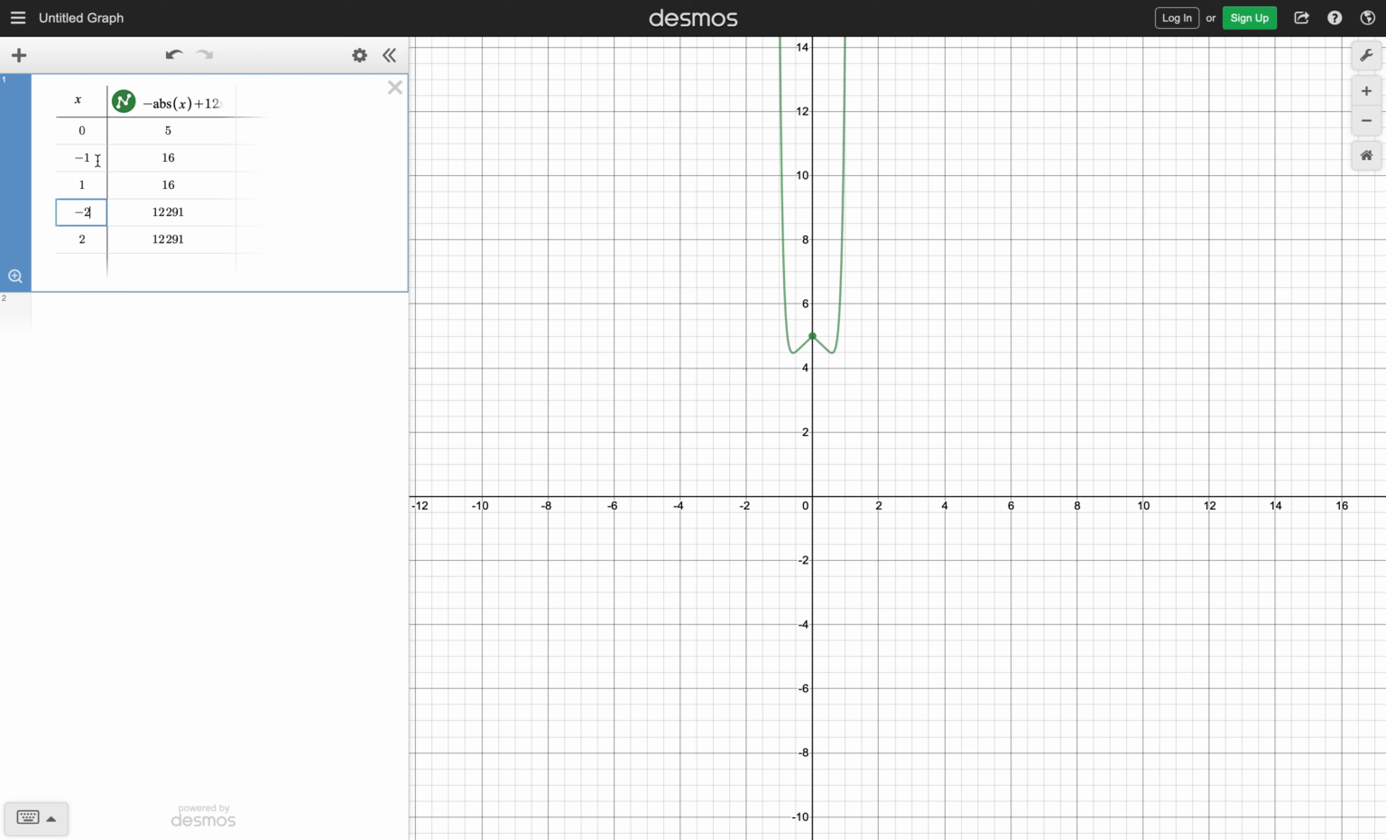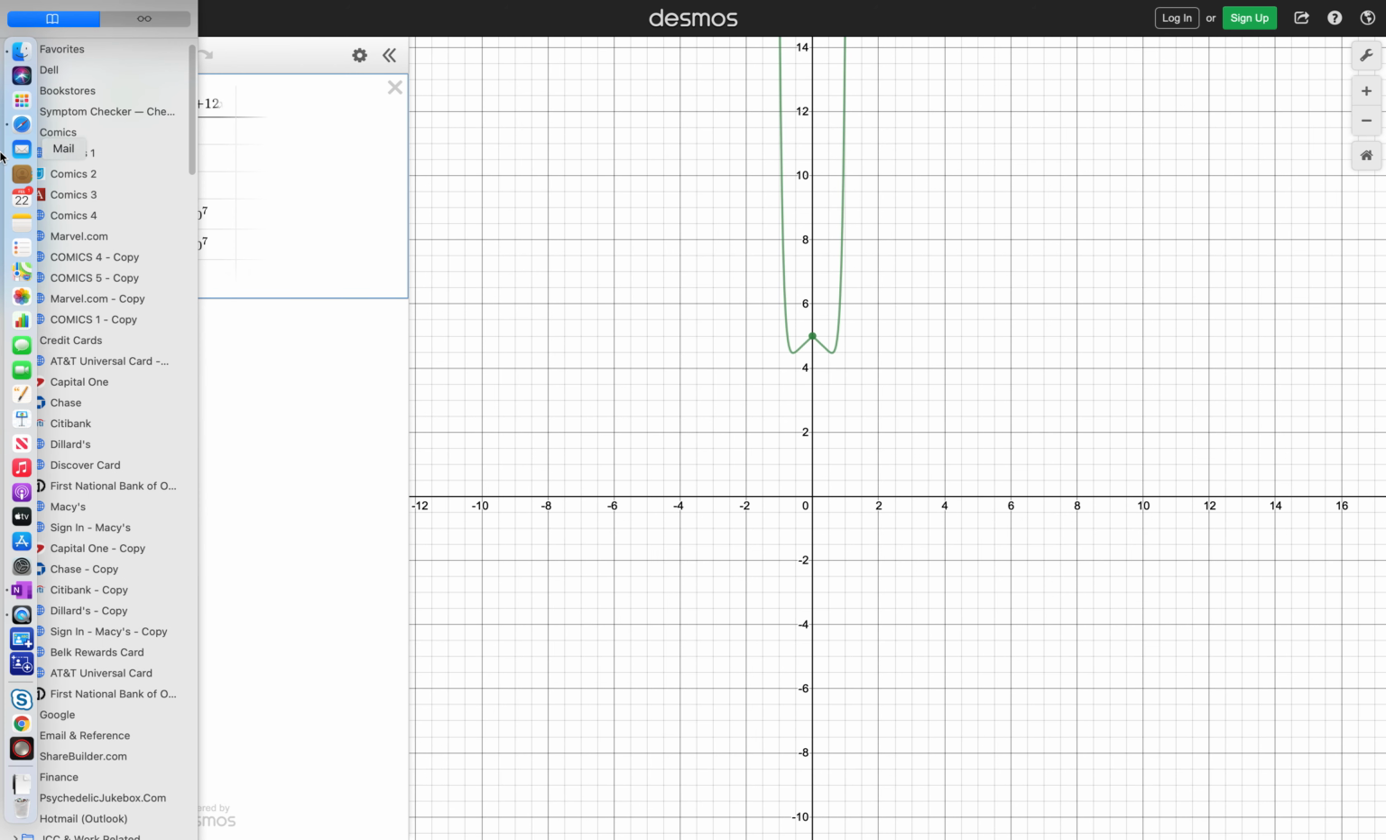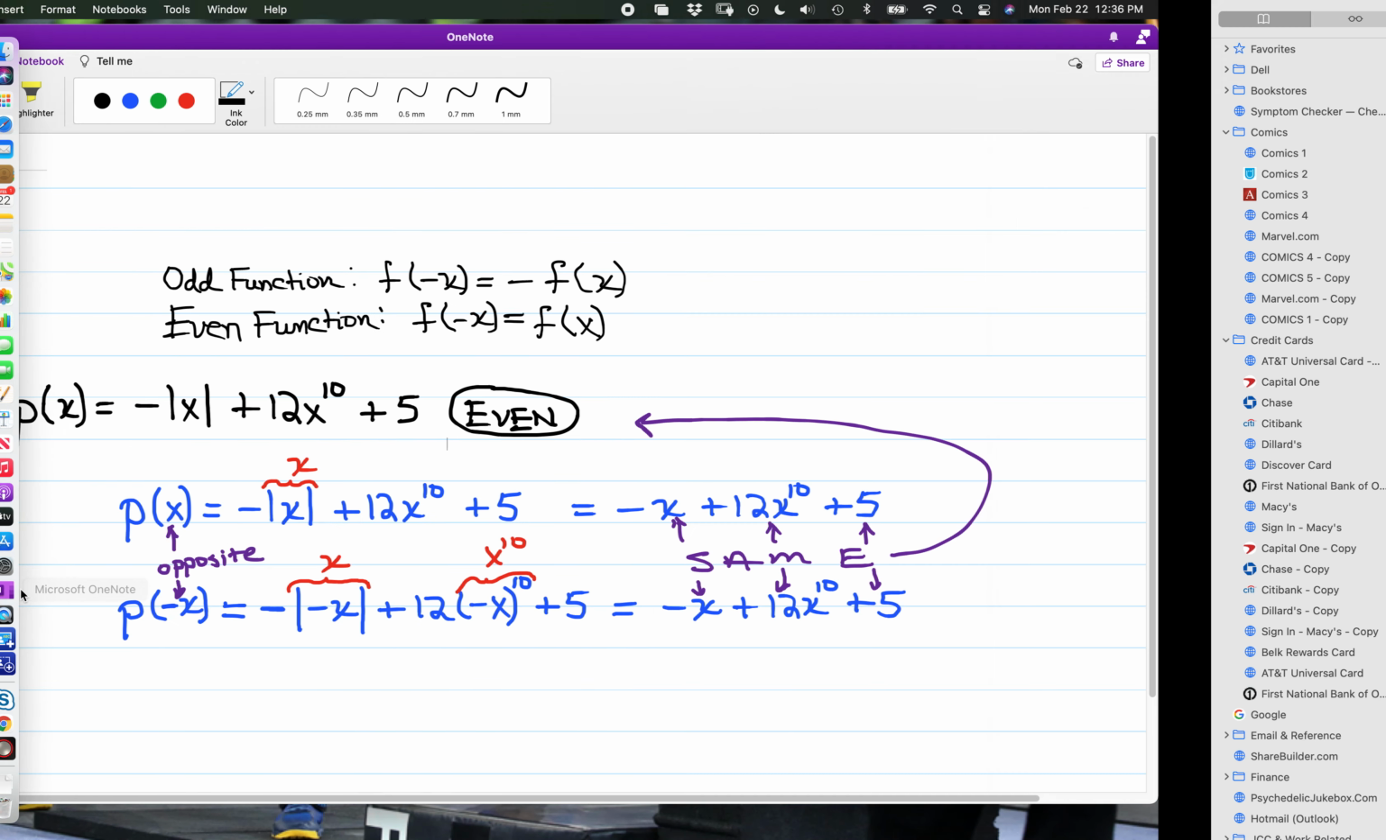And if you notice, you have opposite sign inputs with negative and positive 1, and the outputs we have 16 and 16. Opposite sign inputs, you have negative 2 and positive 2. And guess what? The outputs are the same. So if you have that kind of balance, like negative 3 and 3, still got the same outputs. Negative 4 and 4, still the same outputs. And so that is an indicator that we have, in this case, an even function.